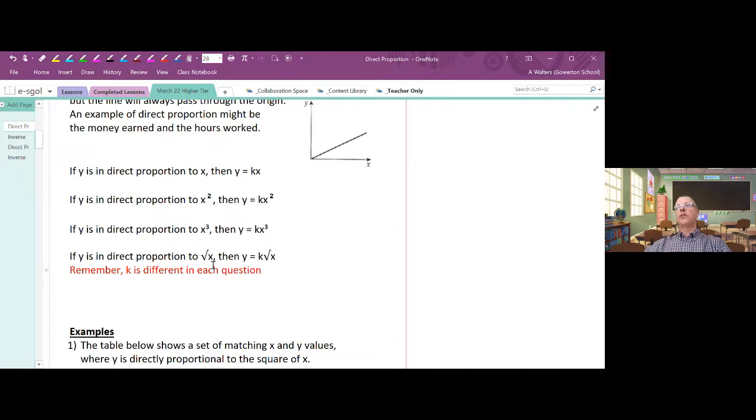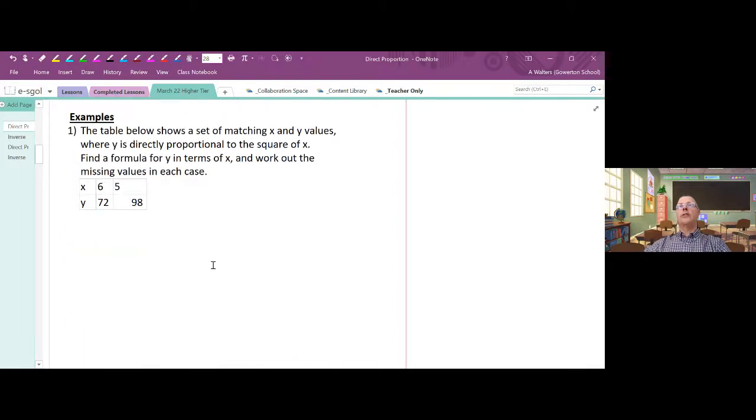So I think we'll crack on with the sort of questions that you could have. For the first half of the lecture, we're going to look at when y is in direct proportion. So the first question is typical of a GCSE question. The table below shows a set of matching x and y values, where y is directly proportional to the square of x. So the first thing I would write down is y is equal to some constant times the square of x. And that's how you've got to start. It says find the formula for y in terms of x and work out the missing values.